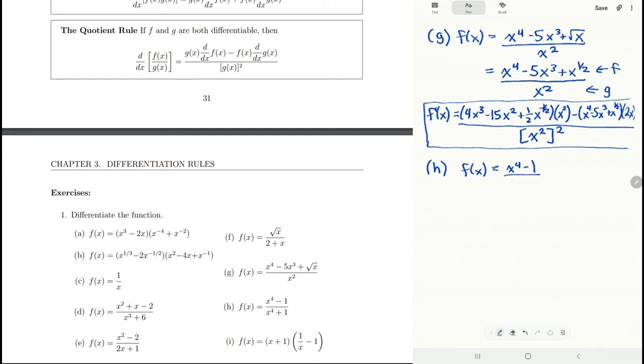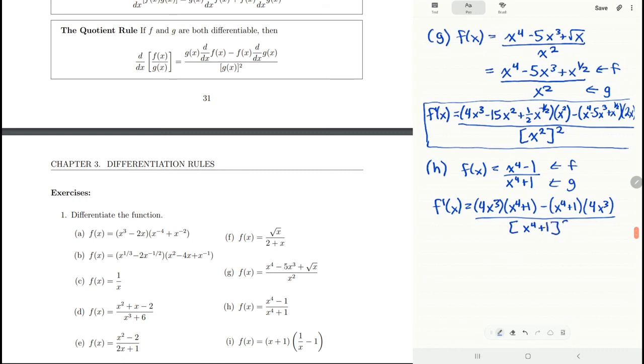In the next example, we have x to the 4 minus 1 divided by x to the 4 plus 1. So let's apply the quotient rule. So the derivative is going to be 4x cubed times x to the 4 plus 1 minus x to the 4 minus 1 times 4x cubed, and this is all over x to the 4 plus 1 squared.